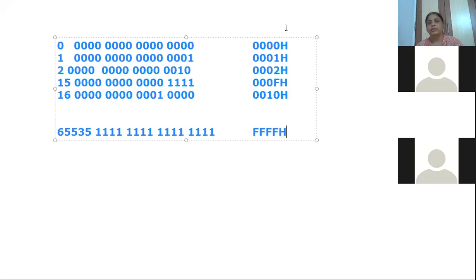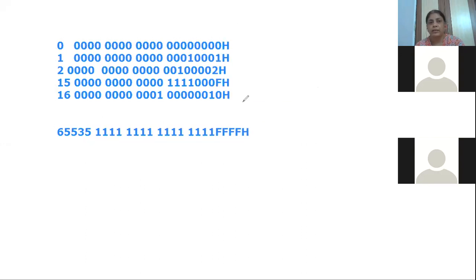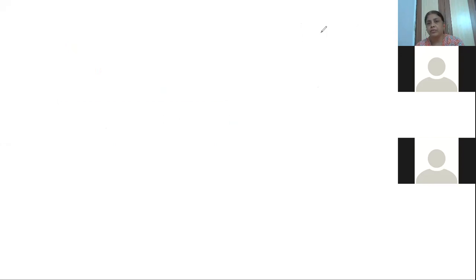Right? So this is your addressing scheme in the 8085 microprocessor, that it is starting from 0000 and going up to FFFF. So your addressing scheme is from 0000 to FFFF. Okay. So I'll stop sharing this.